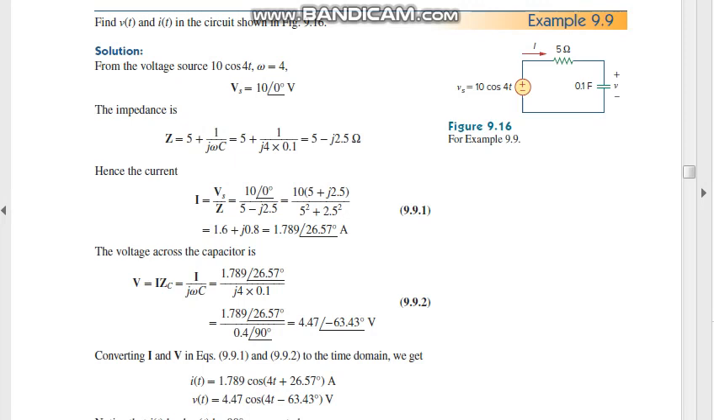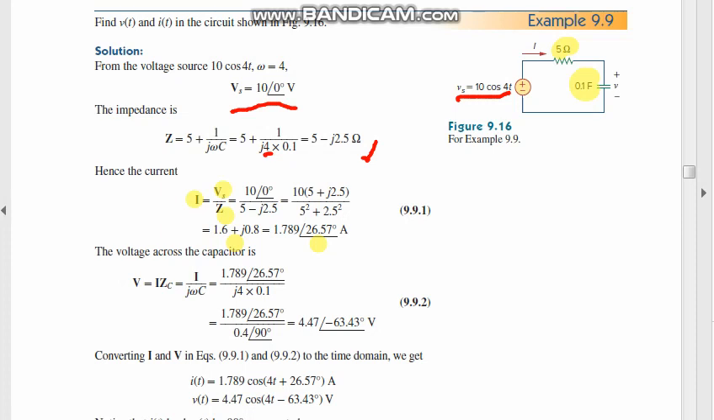Find v(t) and i(t) in the circuit shown here. That's a series circuit with 0.1 farad and 5 ohms, and the source voltage Vs is 10 cos 4t. The 4 is omega, so we get omega equal to 4. The impedance we can calculate as 5 plus 1 by j omega C, that is R minus j over omega C. Then the current I will be Vs divided by Z. First make it a complex number, then you can calculate it through the polar transformation.